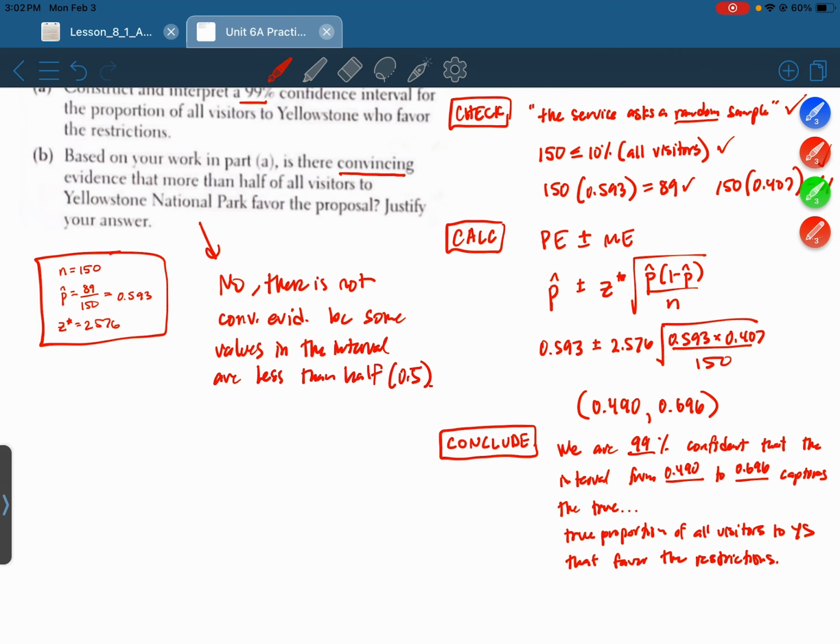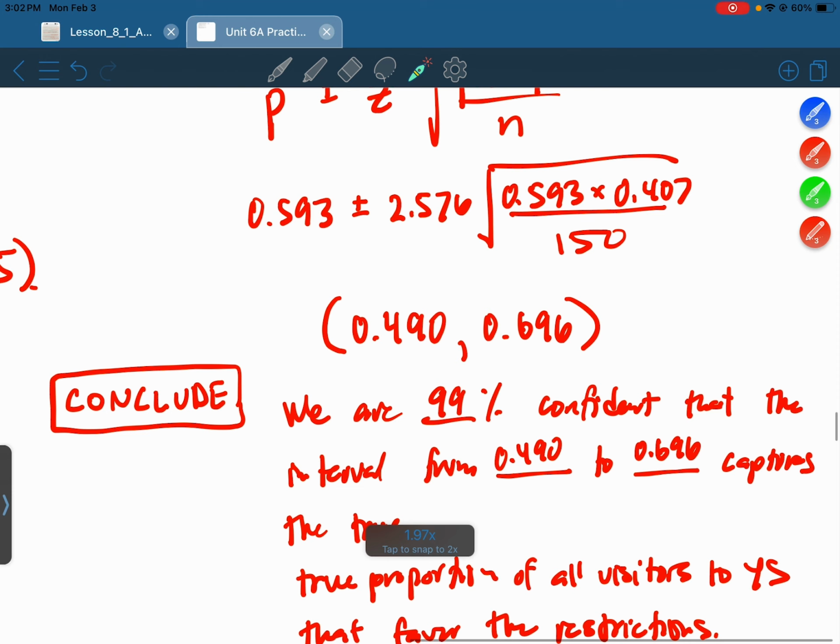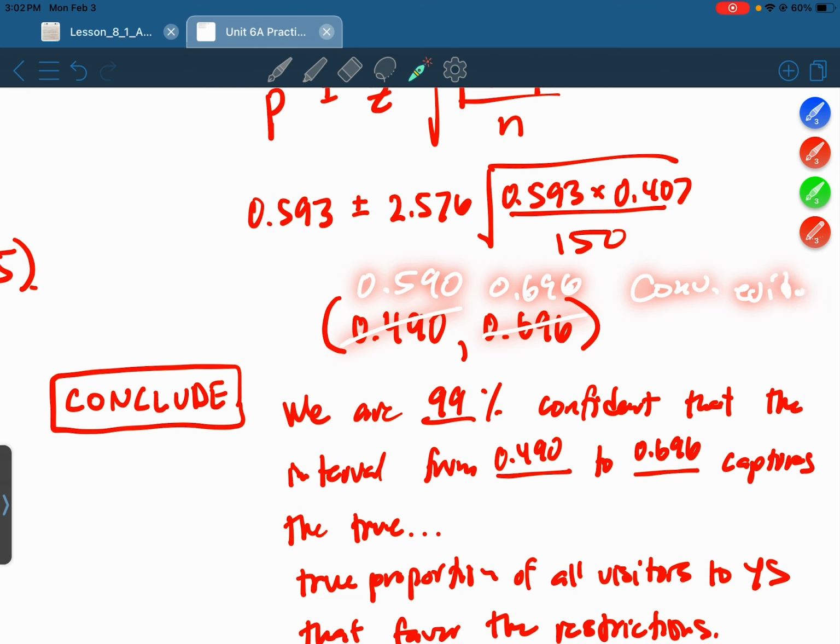Now, if our interval looked something like 0.590 to 0.696, that would be convincing evidence because every number in the interval is bigger than half. But as it stands, no, we only have some evidence, not convincing evidence.